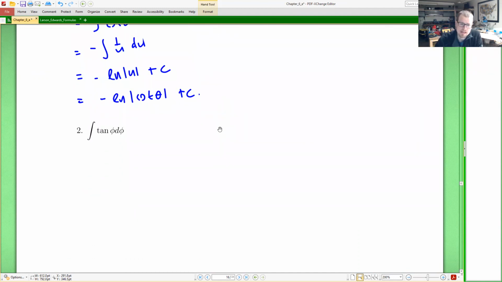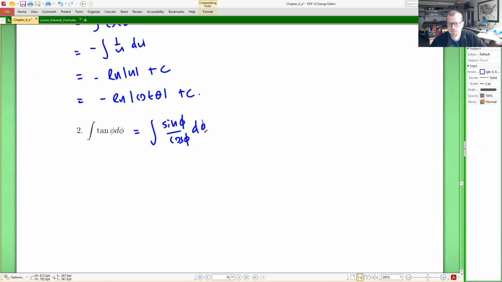So then our second example, the integral of tangent theta d theta. Well, there's no quotient here. How do we handle that? There is a quotient here, right? Again, remembering that tangent is sine over cosine. So if we first recognize this as the integral of sine of phi divided by cosine of phi d phi, now we can observe the quotient.